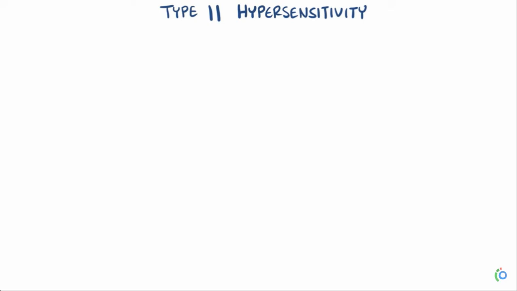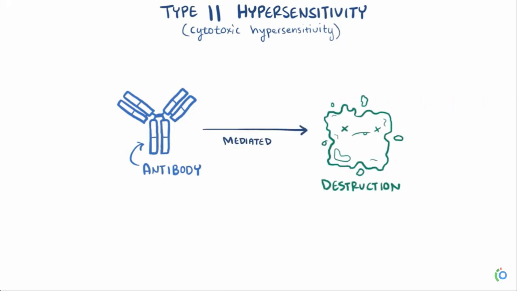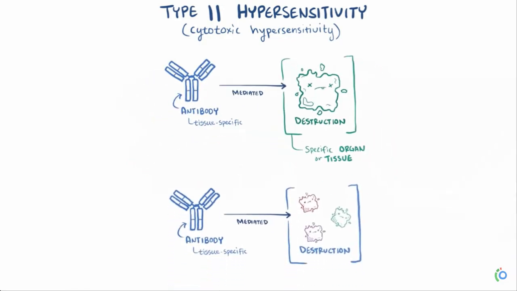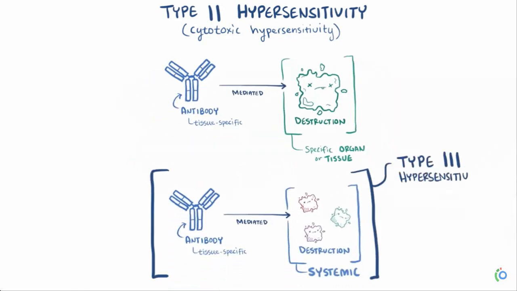The second type, type 2 hypersensitivity, is sometimes called cytotoxic hypersensitivity because a lot of disorders caused by this hypersensitivity involve antibody-mediated destruction of the cells. These disorders can be tissue-specific, meaning that the antibodies are generally specific to one type of tissue or organ. There are other antibody-mediated hypersensitivities that are systemic, but these are generally type 3 hypersensitivities.